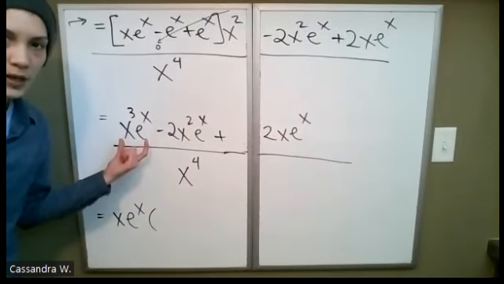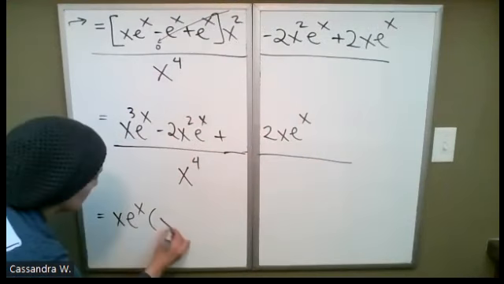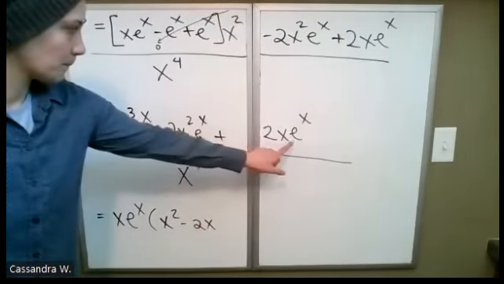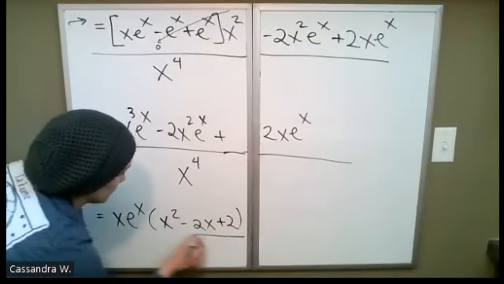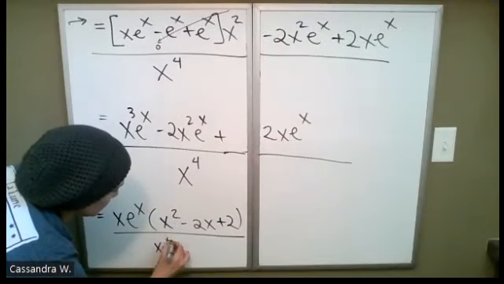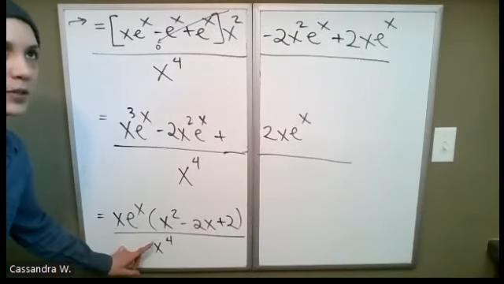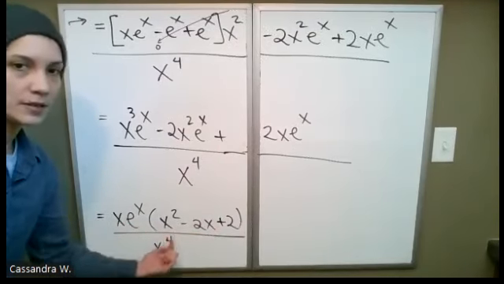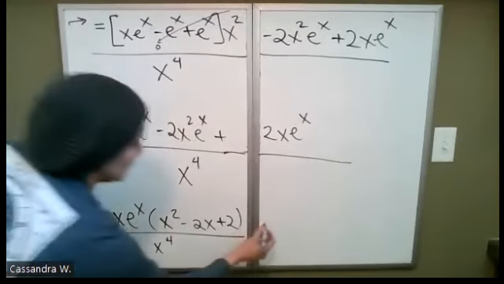Okay, we've got x squared minus 2x plus 2, and it's all over x to the 4th. And then that x in the numerator is going to reduce the power in the denominator by 1. So we've got e to the x times this over x cubed. Nice.